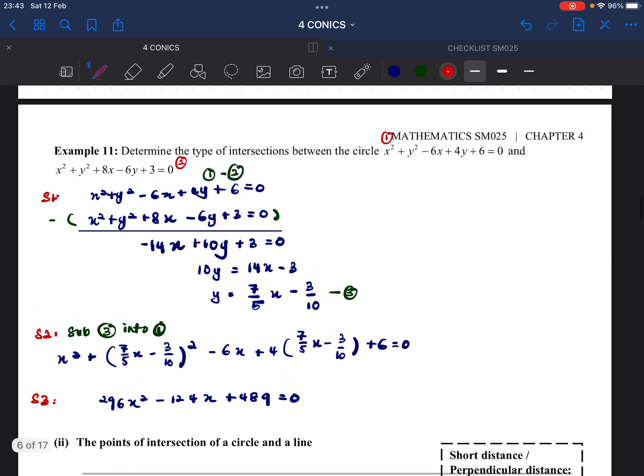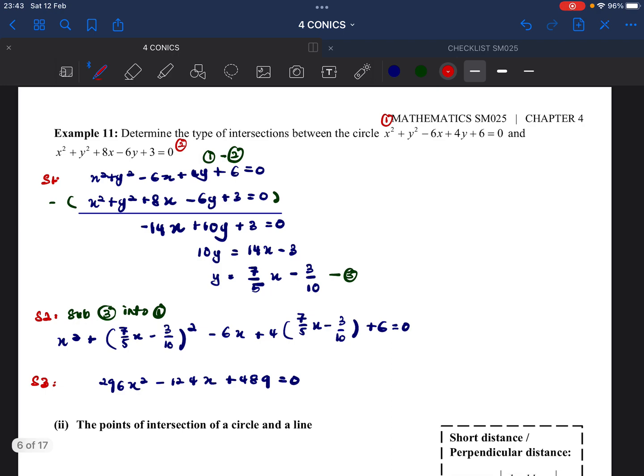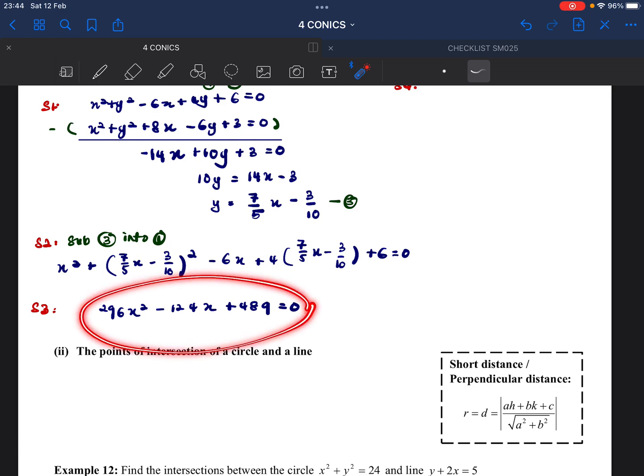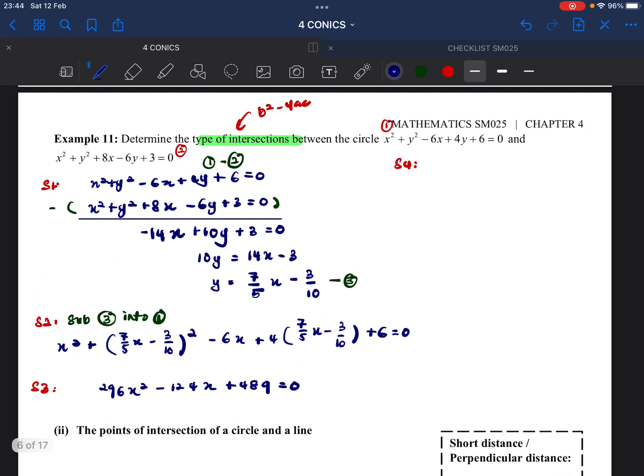Now for this question, the question doesn't say find the point of intersection. The question asks for the type of intersection. So whenever you see type of intersection, you know that you have to use b squared minus 4ac. So move on to the fourth step. Here we are going to find b squared minus 4ac. What is your a, what is your b, what is your c? You are going to refer back to the quadratic equation. Let's write that down: a equals 296, b equals negative 124, and c equals 489.